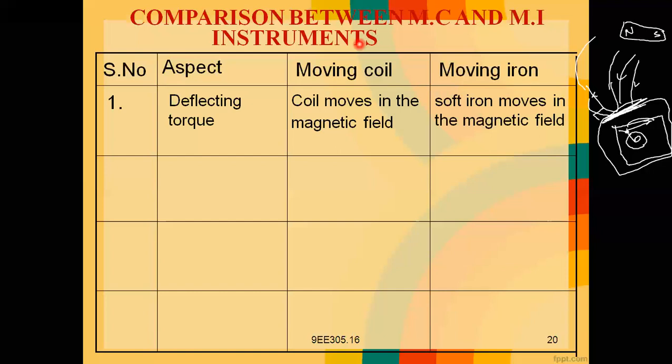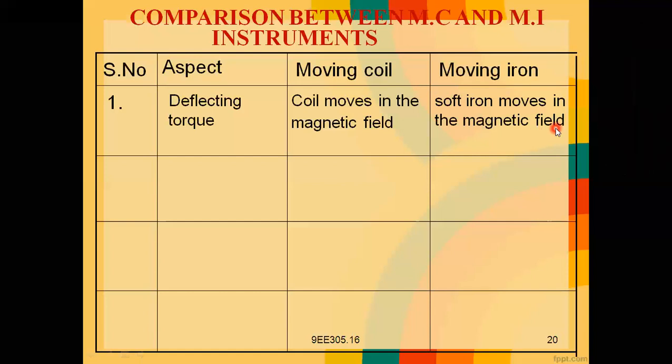And in moving iron, we have the deflecting torque moving the soft iron piece in the magnetic field produced by the coil. So here in the first case, we have coil moving in the magnetic field. In the second case, we have iron moving in the magnetic field produced by the coil. So iron moves and coil is stationary. Your coil moves, magnetic field is stationary.